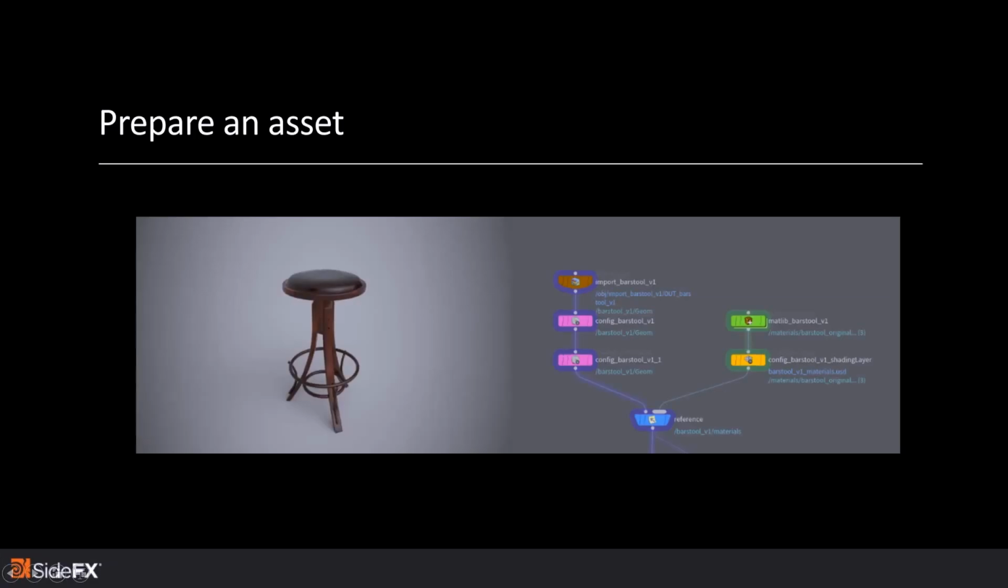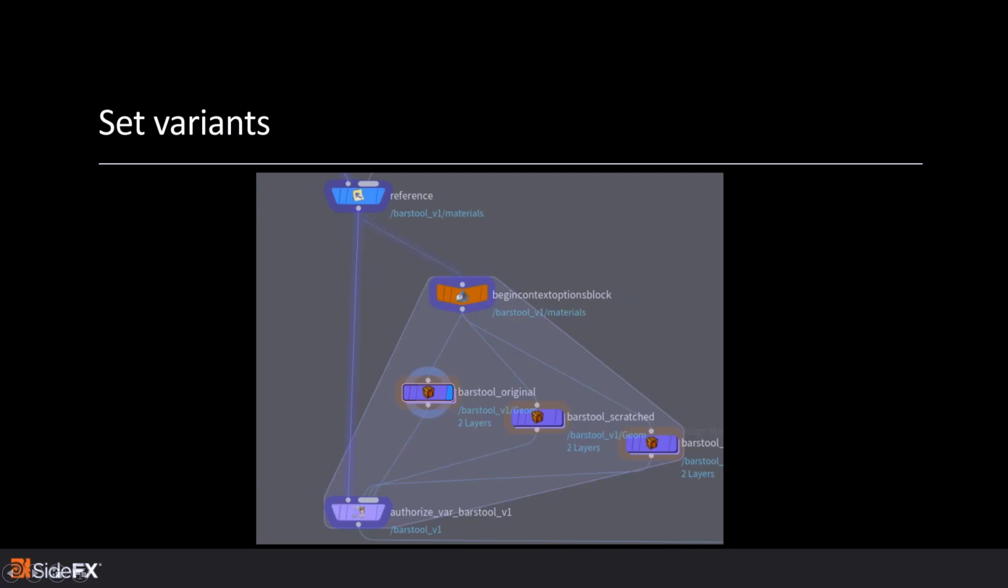The next part I want to talk about is set variants. Variants are another very powerful feature of USD that allows you to switch between different states of an asset. You can even switch to a totally different scene graph tree. So I have an example here.